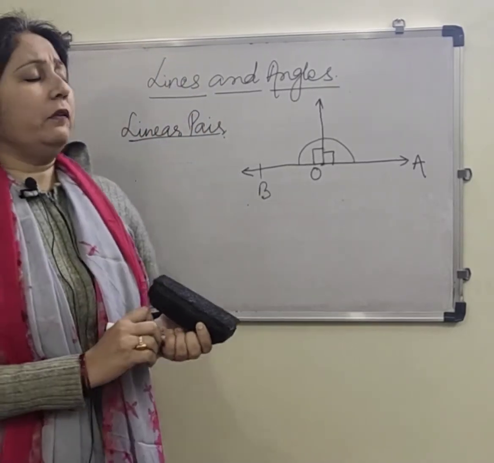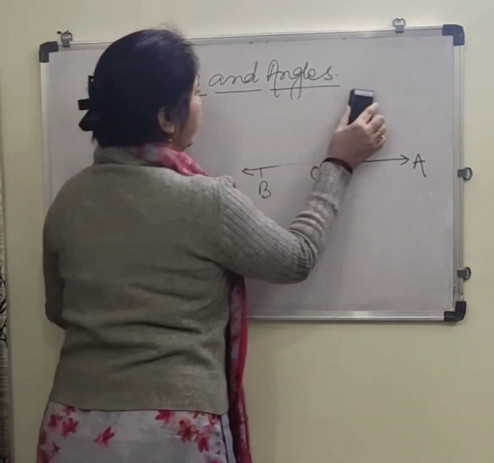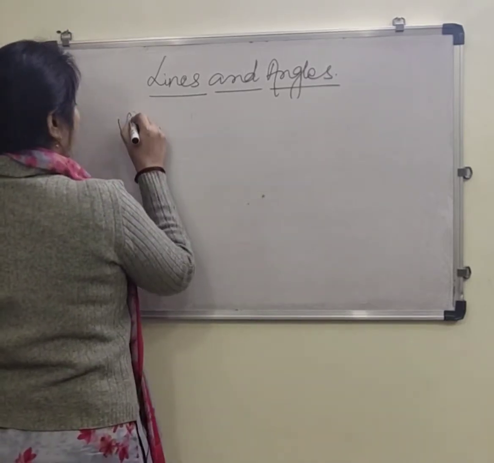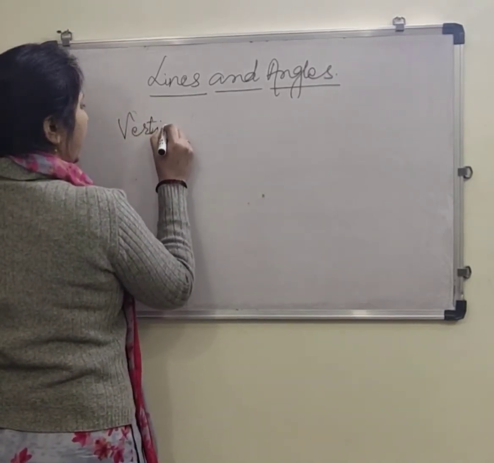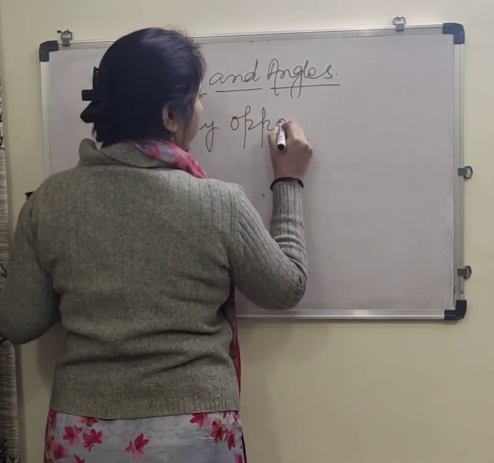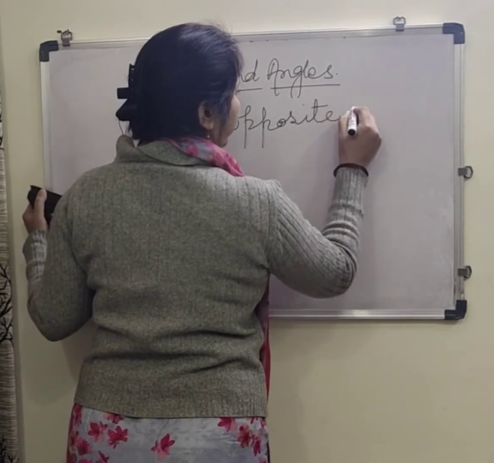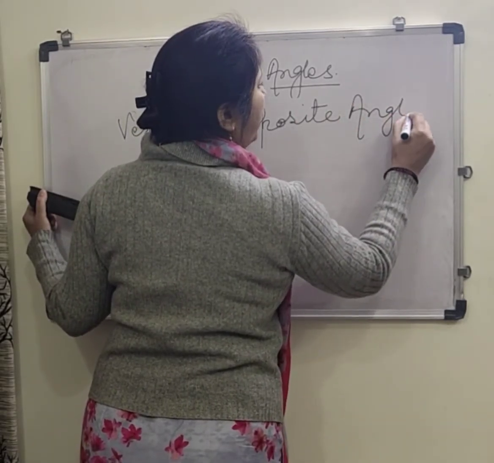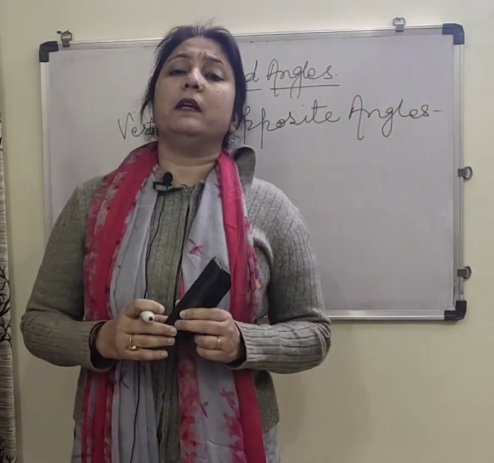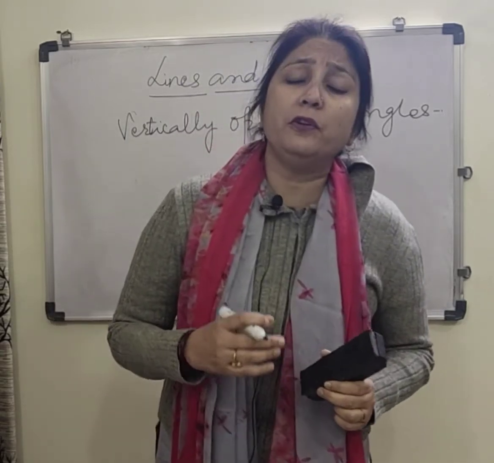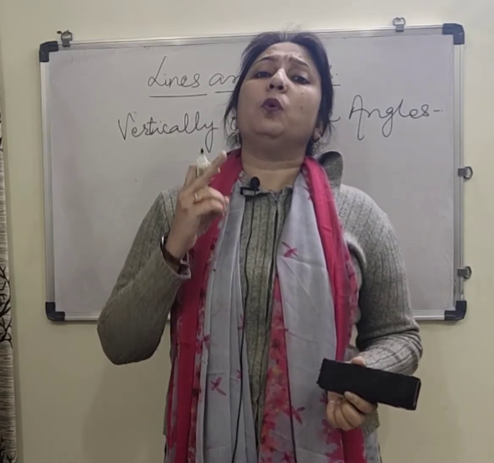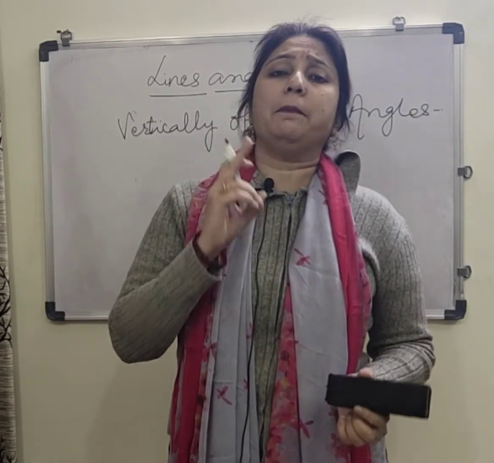Next coming up is vertically opposite angles, which are formed when two lines intersect each other. Children, when we use the term intersect, it means the two lines will meet at one and only one point.